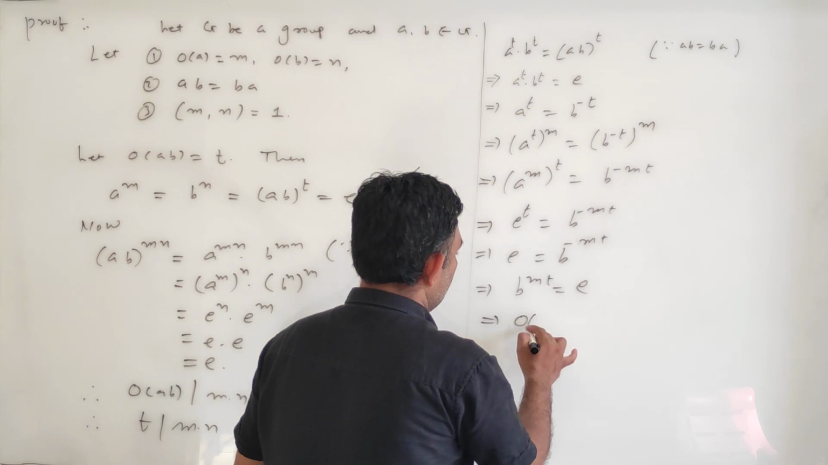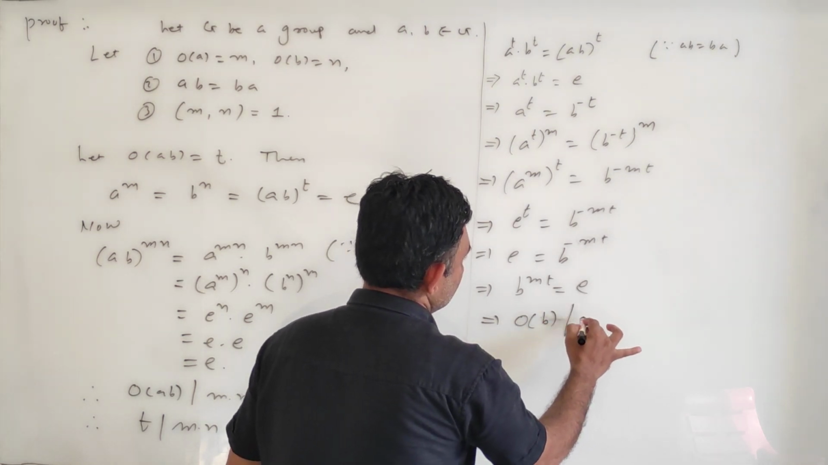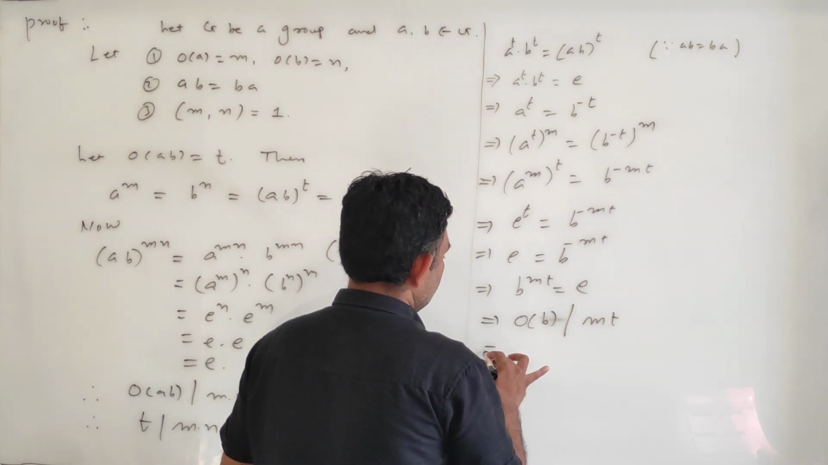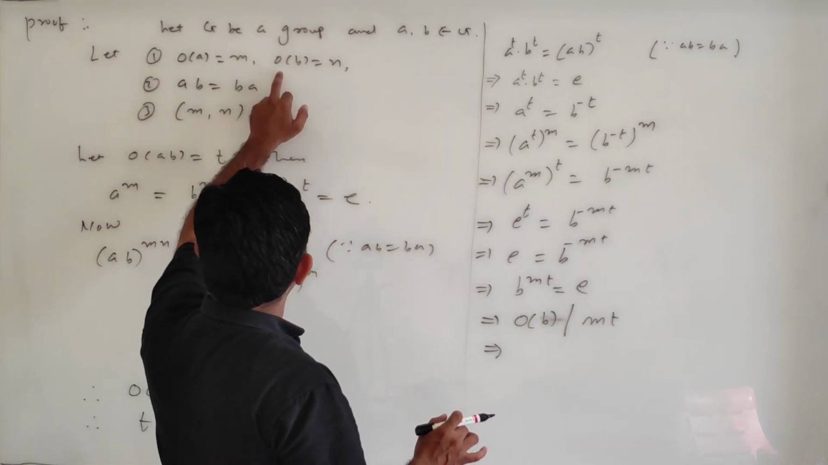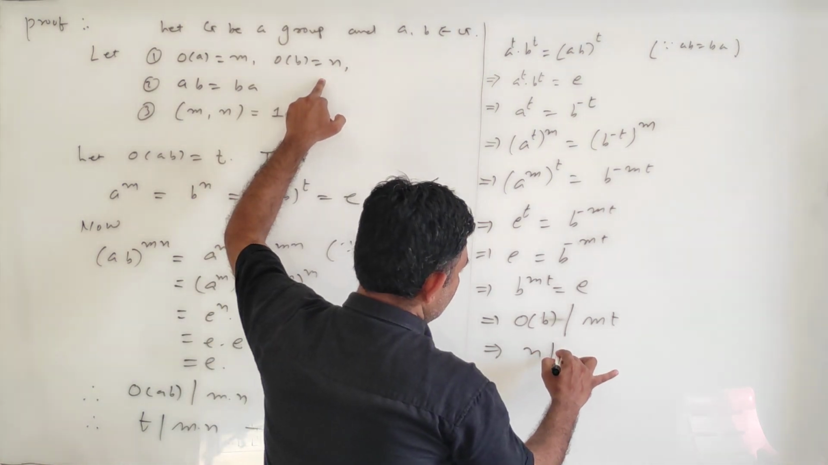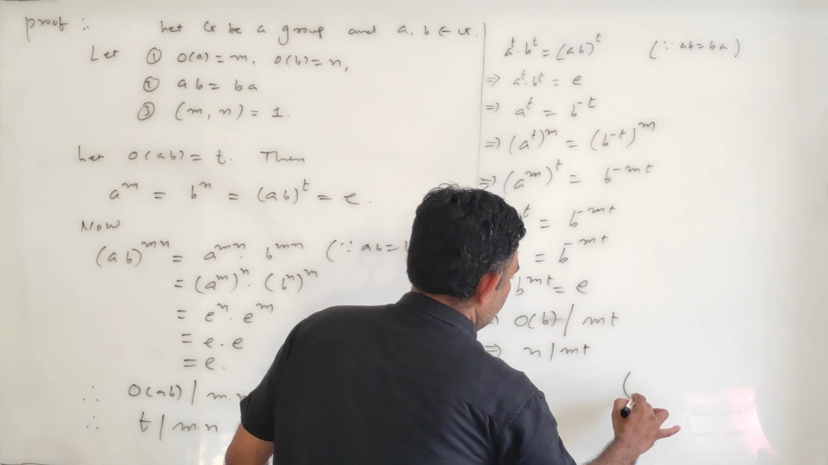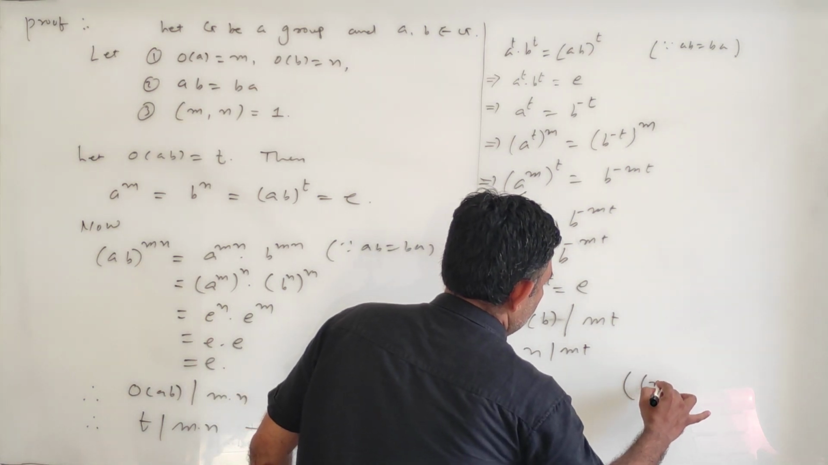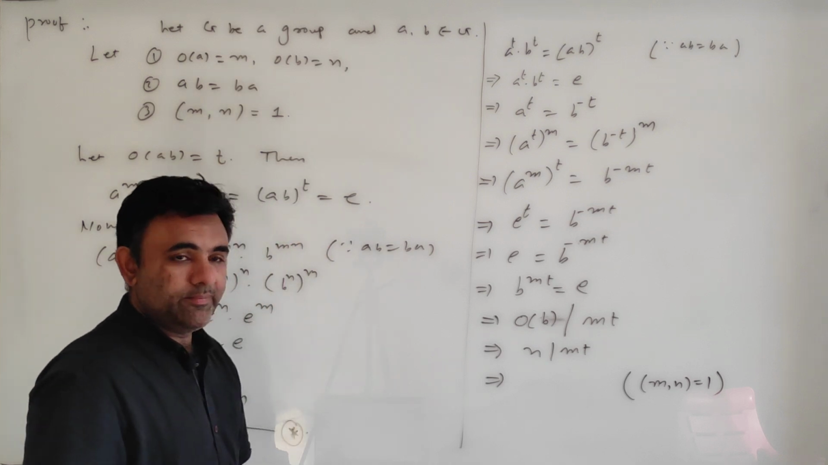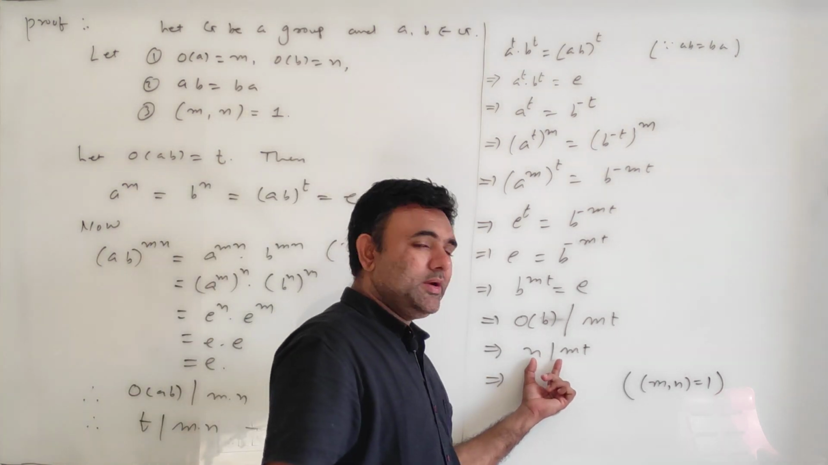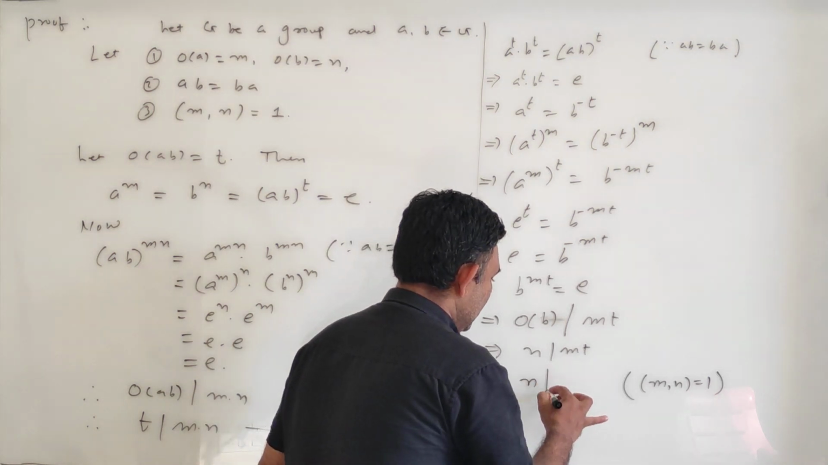It means the order of B will divide mt. But what is the order of B? Order of B is n. So n will divide mt. But GCD of m and n is 1. There is nothing common between m and n. So it means n must divide t.